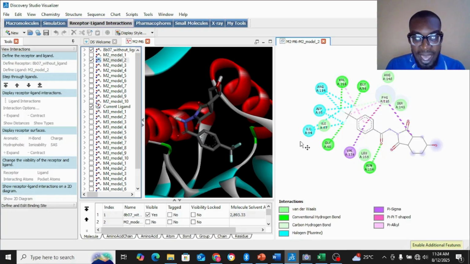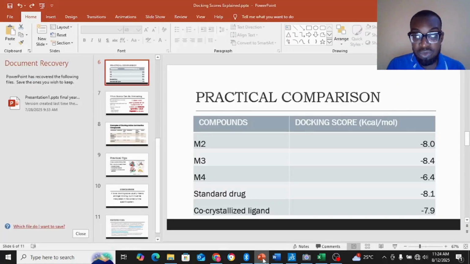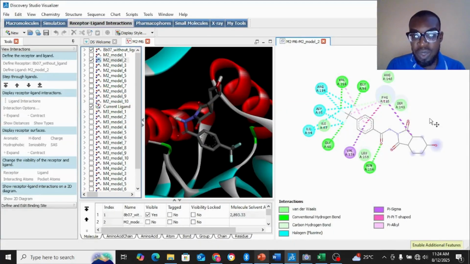Now, this is for M2, I suppose. Now, let's see M2 minus 8.0. So you can see the interaction. So we have different interactions: hydrophobic interactions, hydrogen bonding. We also have halogen interactions, as well as van der Waals interactions.